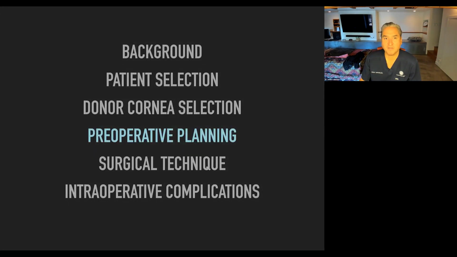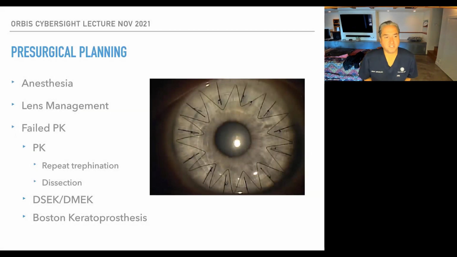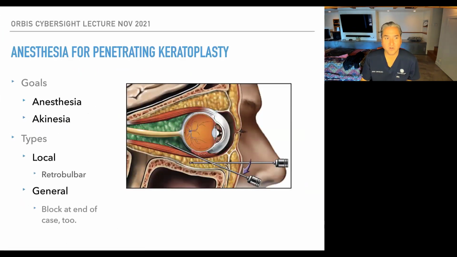And then in preoperative planning, let's talk about that. There are different elements to the pre-surgical planning, and this is what's going to help you to not have complications during the surgery. That begins with anesthesia. You have to think about the patient's lens status, if it's a failed PK, and then some unique situations we'll get into. The goal for anesthesia in a PK is you want the eye not to move. You want the patient comfortable. Those are the two things. If the patient's uncomfortable, they're going to squeeze. That's going to cause positive pressure and you're going to have problems.